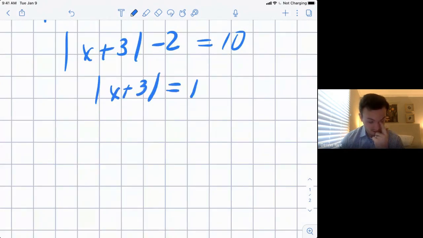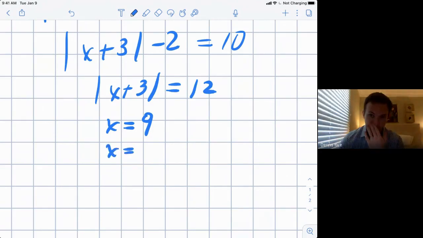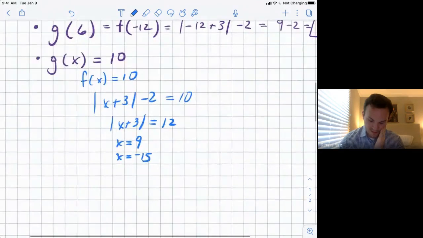So where would this equal 12? There's going to be two answers. There's a positive 12, and then there's a case where we could get a negative 12, which becomes positive 12. So the two solutions for this would be 9, that would create a positive 12. And what value would create a negative 12 in the brackets here? Negative 15, good, Evelyn? So that's not our answer because that's what it was in terms of f.